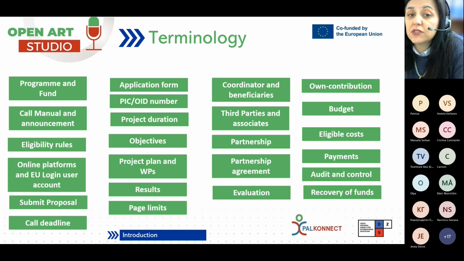Sometimes there are also, very commonly, eligibility rules that are linked to the partnership. So they can request to have a specific number of partners, specific types of partners to get involved, specific roles of each one of the partners. So go through the manual and start with the manual when you're preparing a proposal.